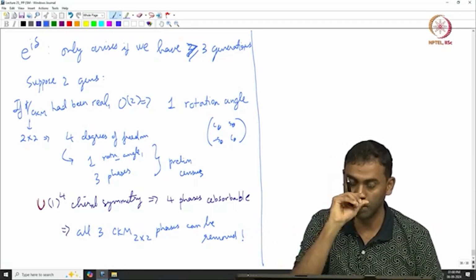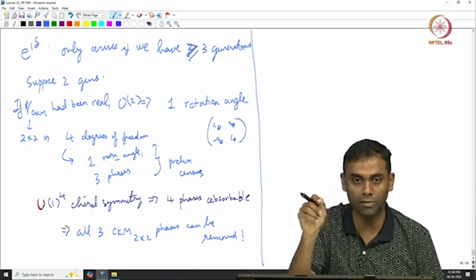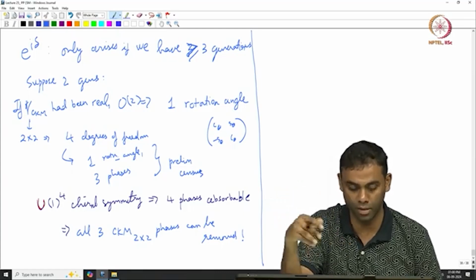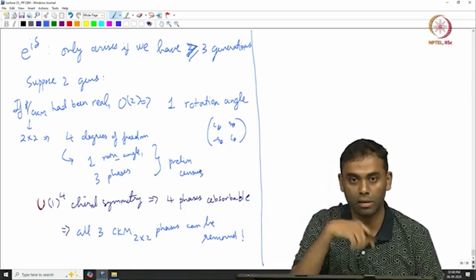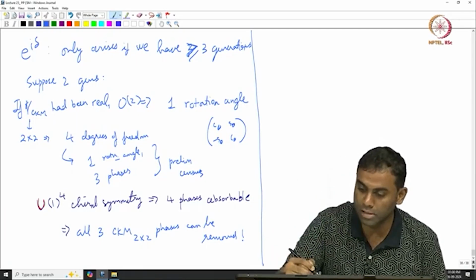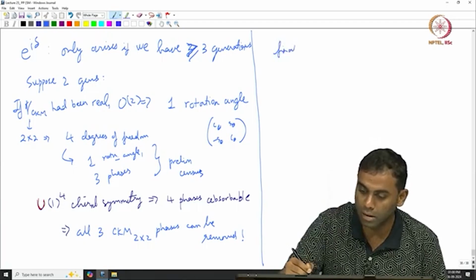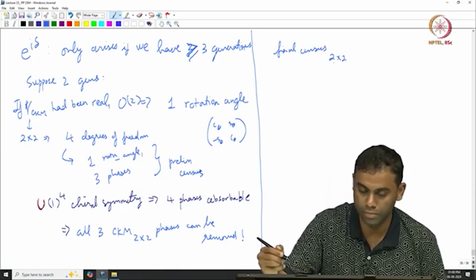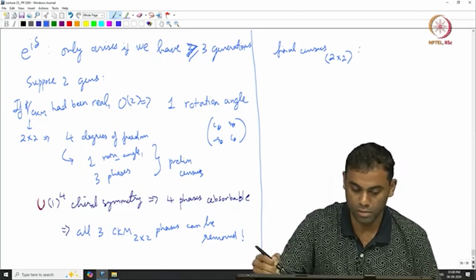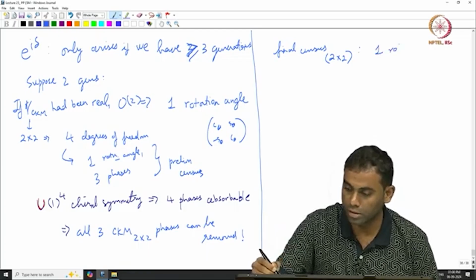So I can easily, even if there is a constraint and even if one of them seems to get stuck, it does not matter. I still have 3 freedoms left and I can remove all the 3 phases from the CKM matrix, right. So in the final census, again for 2 cross 2, I have just 1 rotation angle.